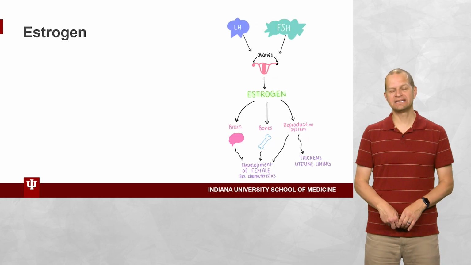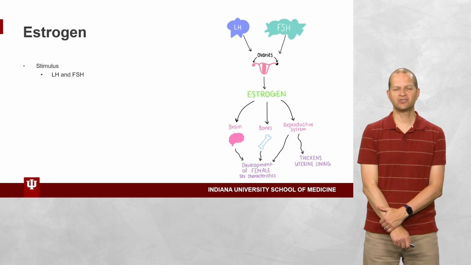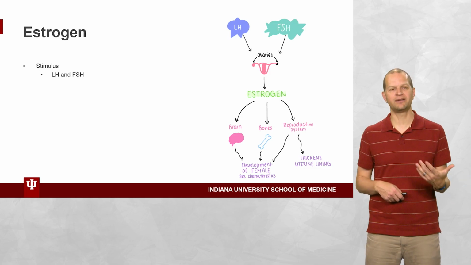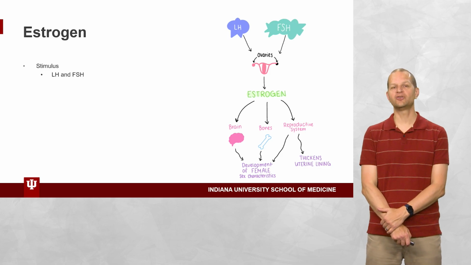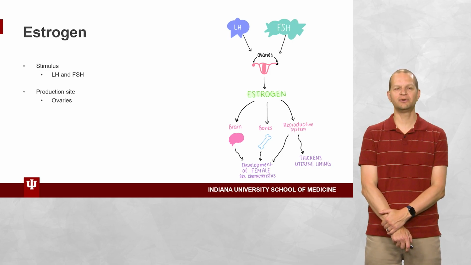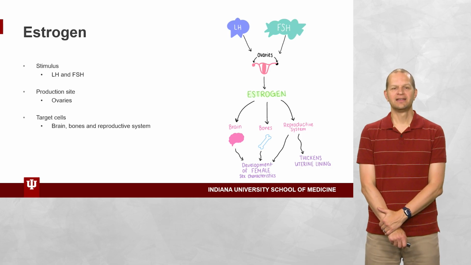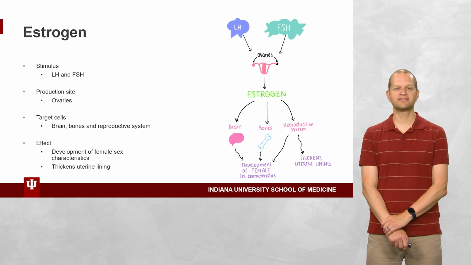From there, we're going to get into the reproductive hormones. And so here we have estrogen. Estrogen is primarily found in women, biological females, but it's also found in biological males. The stimulus, as we mentioned a little while ago, is luteinizing hormone and follicle stimulating hormone. This generally targets the ovaries, and it is produced in the ovaries and targets the brain, the bones, and the reproductive system.